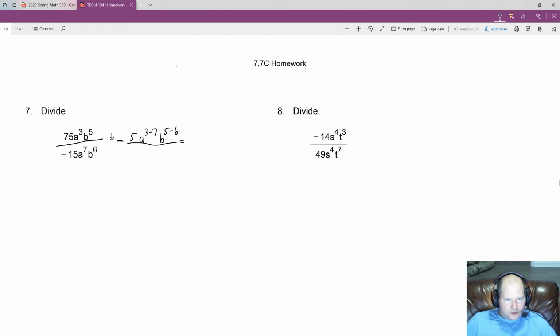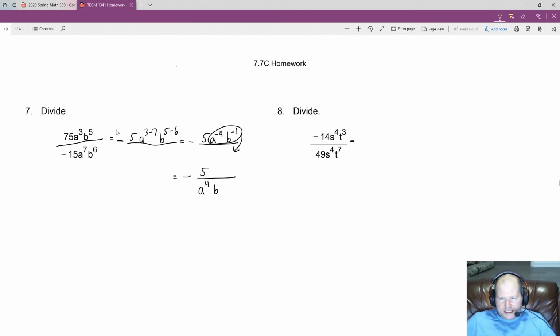Okay, so at this point we're going to keep a negative number. We have 5. A to the 3 minus 7 is a to the negative 4. And b to the 5 minus 6 is negative 1. And in this case, we have to pull the factors on top with negative exponents to the bottom, which gives us negative 5 over a to the positive 4. It used to be a negative 4, now it's positive 4. B to the positive 1. Used to be a negative 1, now it's a positive 1, but it's understood or implied, so I don't have to write it down.